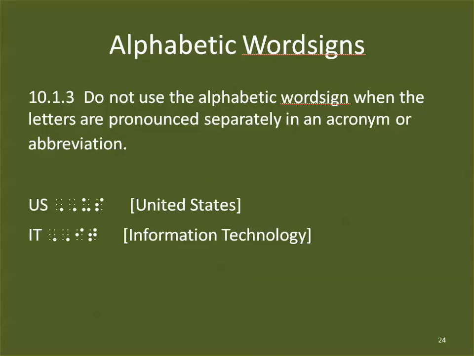We do not use the alphabetic word sign when the letters are pronounced separately in an acronym or an abbreviation. That's the same as what we had before. We wouldn't want to use just U representing the letters US when we're talking about the United States. We still need to have our capital indicators and then US. Or IT. We're not going to use X to mean the letters IT. If we actually say IT, then we need to spell out IT and use the capital indicators.